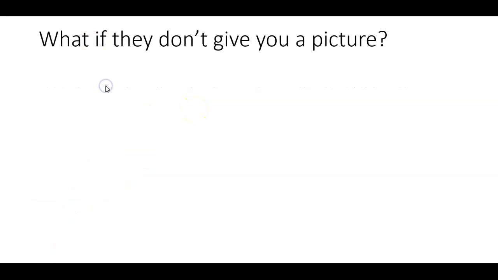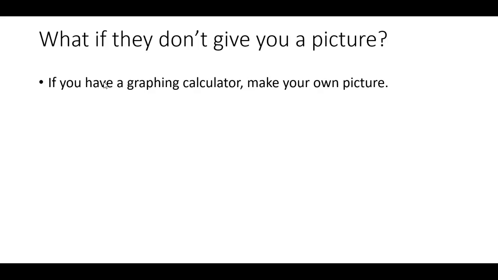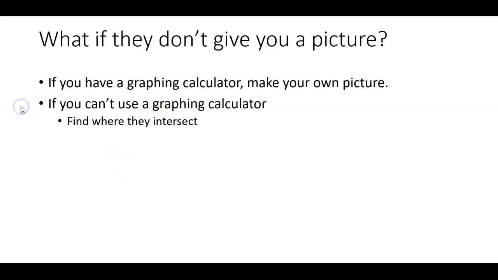So if they don't give you a picture, if you're allowed to use a graphing calculator, just make your own. That's pretty simple, okay? But a lot of times they won't give you a picture, and it's a non-graphing calculator type of question. And so what do we do if we can't use our graphing calculator either? Well, the first thing you want to do is find where they intersect, and we've already talked about how to do that. You set them equal to each other and solve.